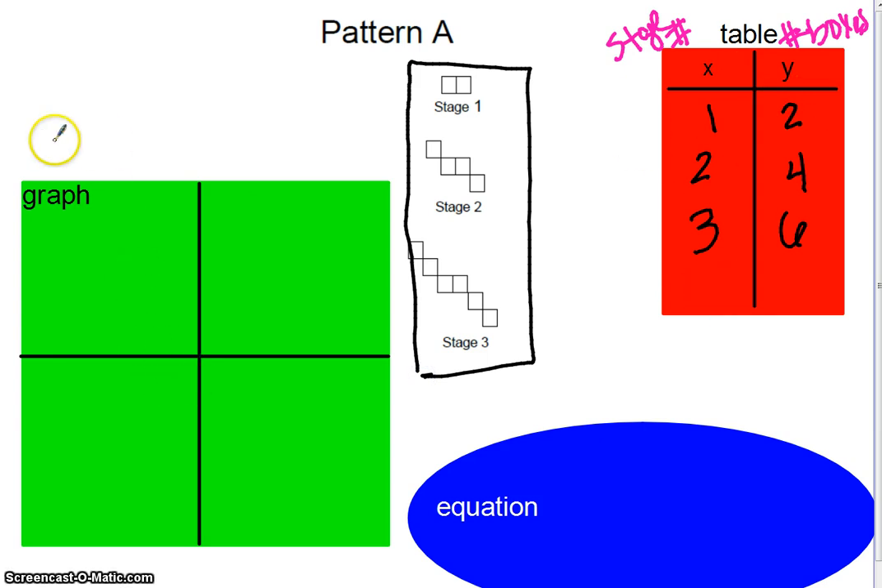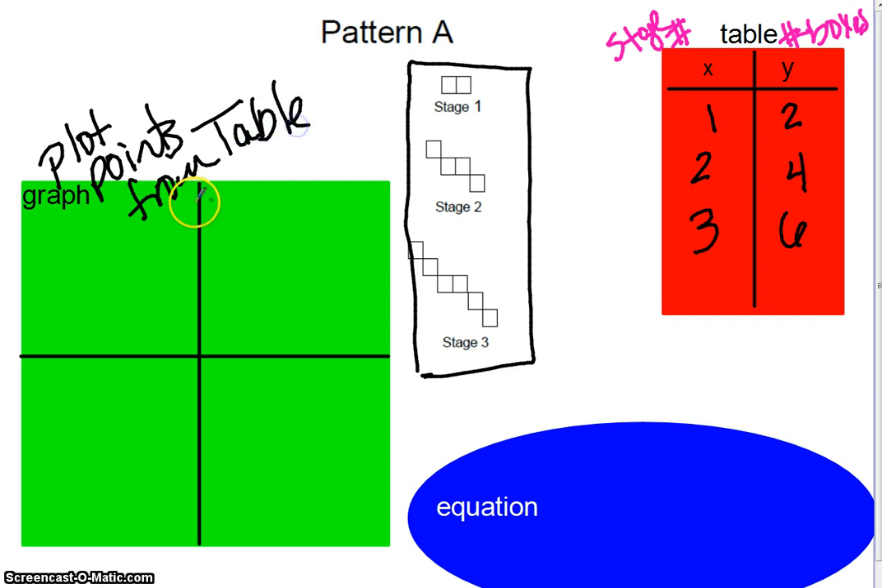They also want you to turn it into a graph, and all you're going to do there is plot the points from your table. Remember that this is your Y and this is your X, so we're going to go over 1 up 2. We're going to go over 2 up 4. We're going to go over 3 up 6. Don't draw a line unless they gave you an equation. Then they want you to turn that into an equation.